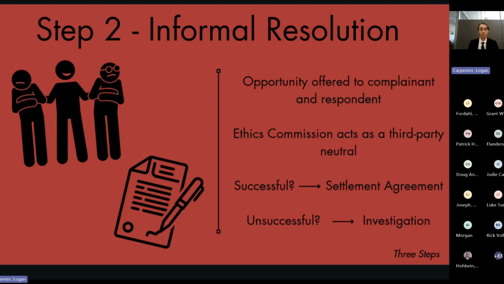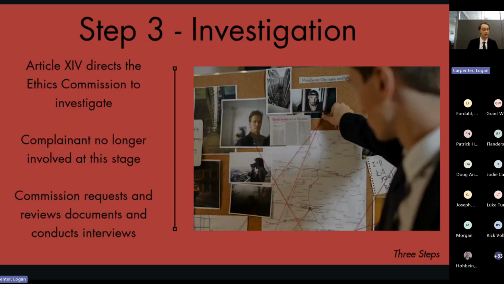If informal resolution is unsuccessful, or if the complainant or respondent does not wish to engage in informal resolution or wishes to proceed at any point in the process, the complaint will move to step 3. So let's talk about step 3, the biggest step in the process: investigation.